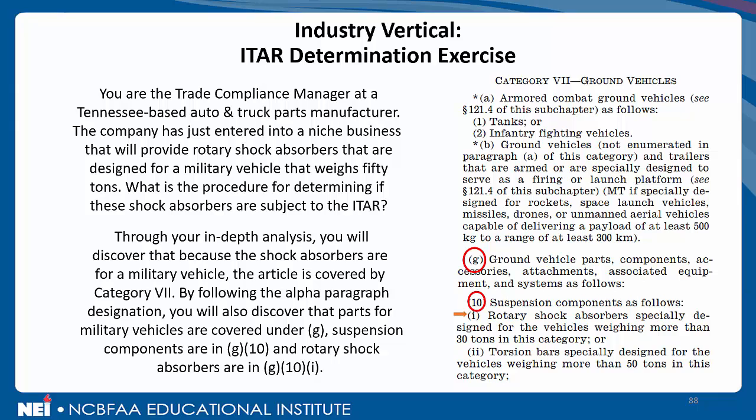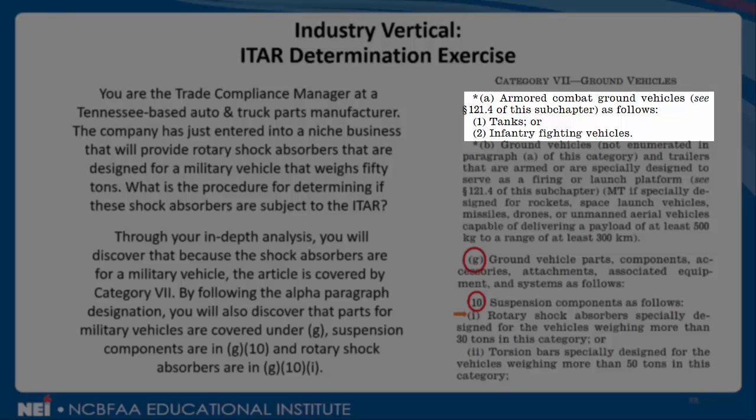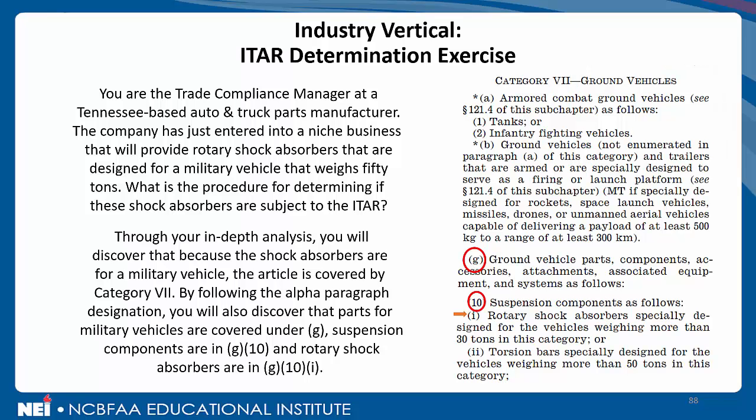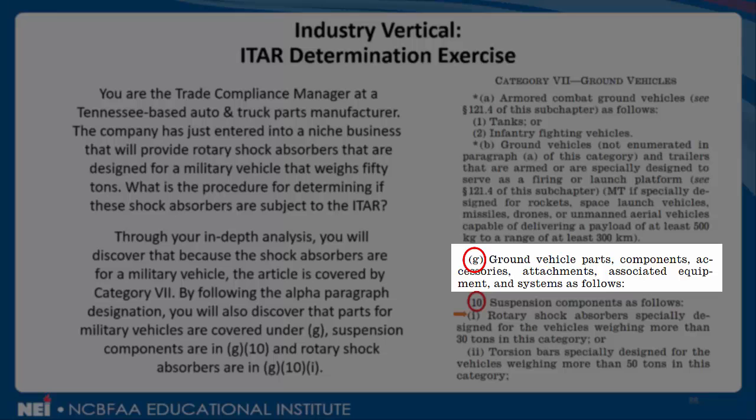So we know we're in Category 7. It's important to point out that Category 7 is a particularly long category, so we should point out that we actually cut and pasted the specifics to this solution here. This is not a sequential representation of what you see in Category 7. It's designed to isolate the classification that we're looking for. So let's bear that in mind. So the category, like any category, starts out with a letter A, and then you see A1 and A2, and then B, but we had to go down all the way to G to get to parts, specifically ground vehicle parts, components, accessories, attachments, associated equipment, and systems.